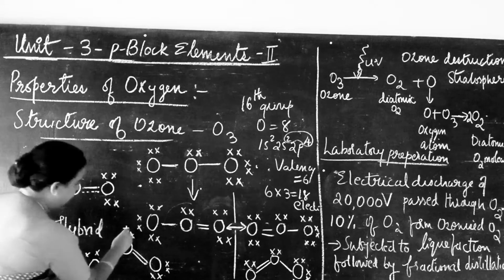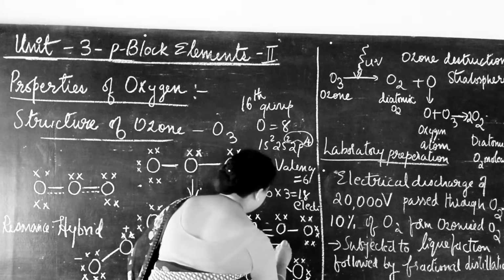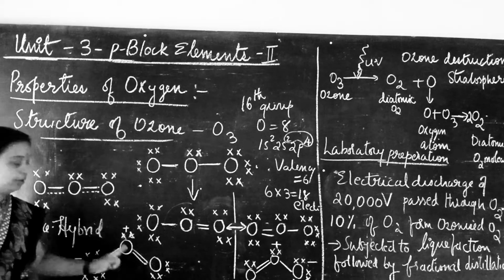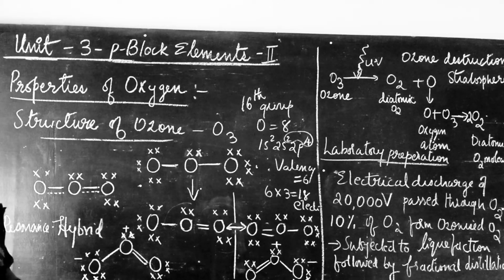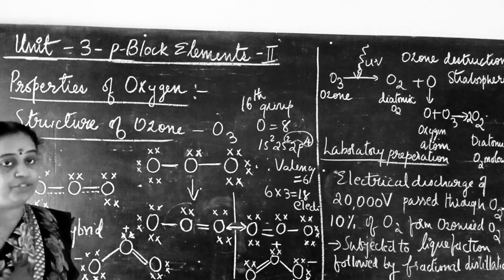Here we can give charge plus, and here it becomes minus, and here also it becomes plus. Yes, so plus and minus is the polarity of the particular oxygen atom. Fine? Yes. So that's it about the structure of ozone. So hope you understood. Thank you.